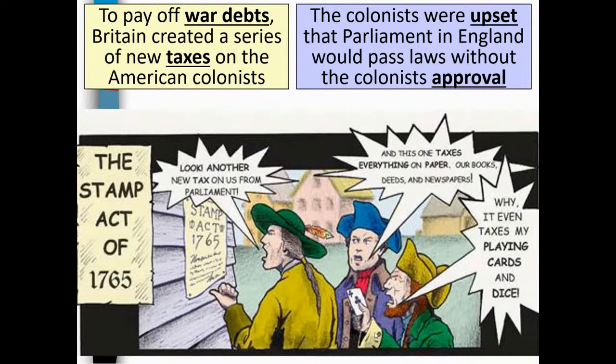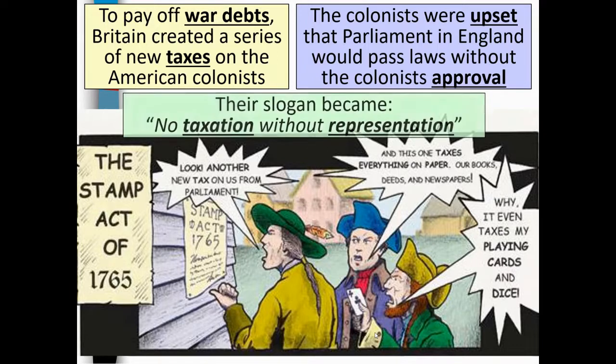To pay off war debts, Britain created a series of new taxes on the American colonists. The colonists were upset that Parliament in England would pass laws without the colonists' approval. Their slogan became, "No taxation without representation."